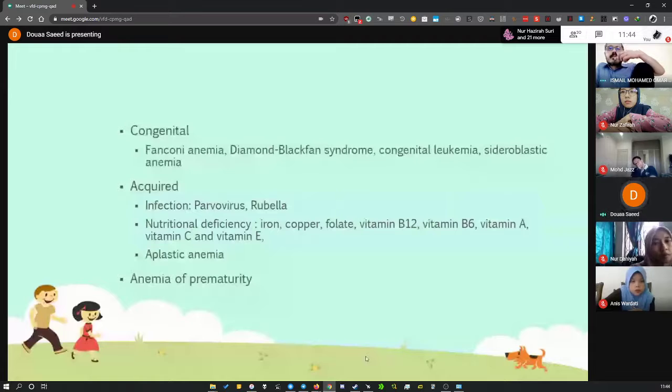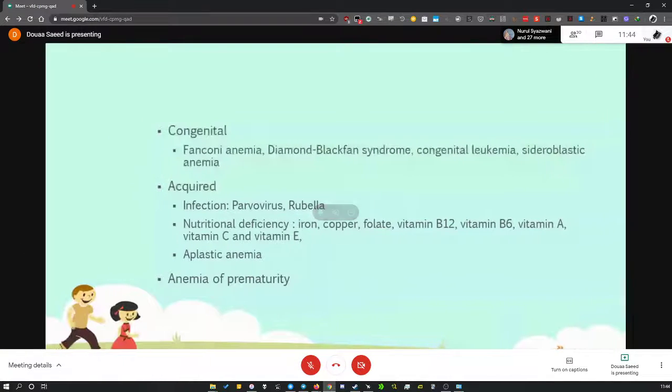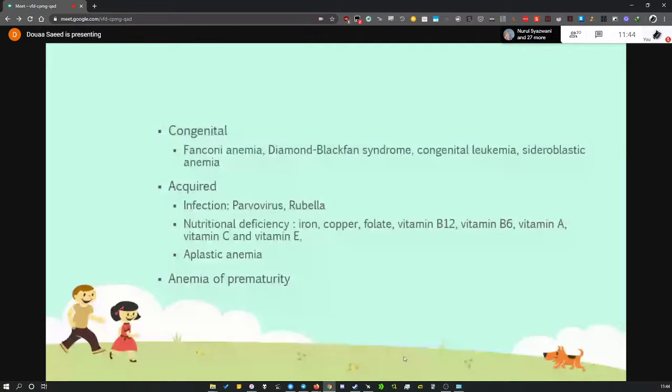In acquired, we have to consider infections with parvovirus or rubella, nutritional deficiencies such as iron, copper, folate, vitamin B12, B6, C, and E. We also have to consider aplastic anemia, and it can also be caused by anemia of prematurity.